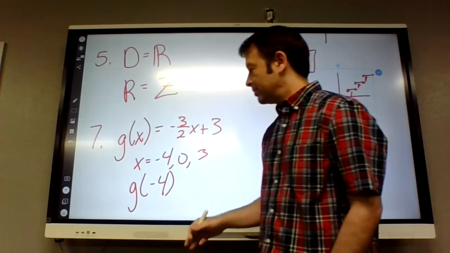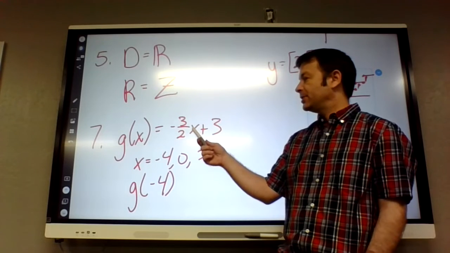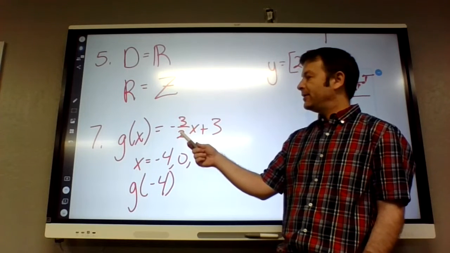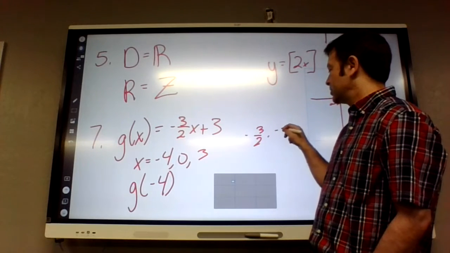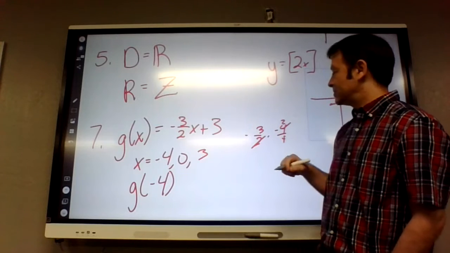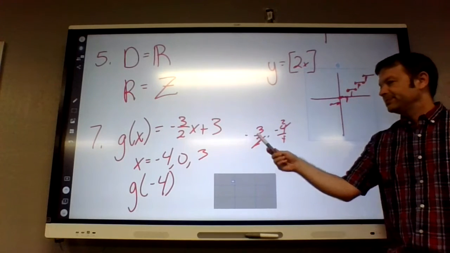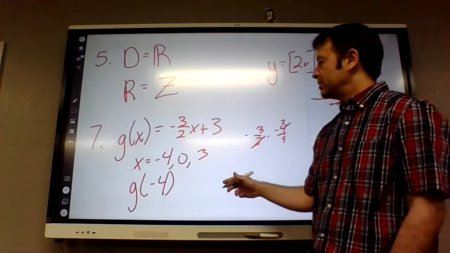That just means plug in -4. You can do this on the calculator. -3/2 times -4 is 6, plus 3 is 9.